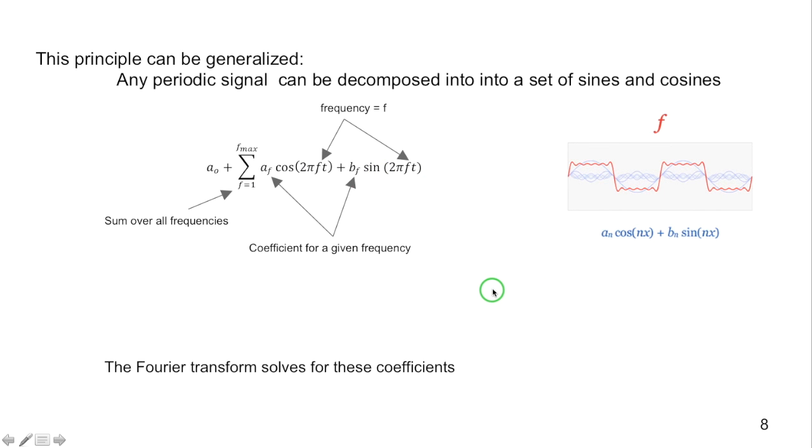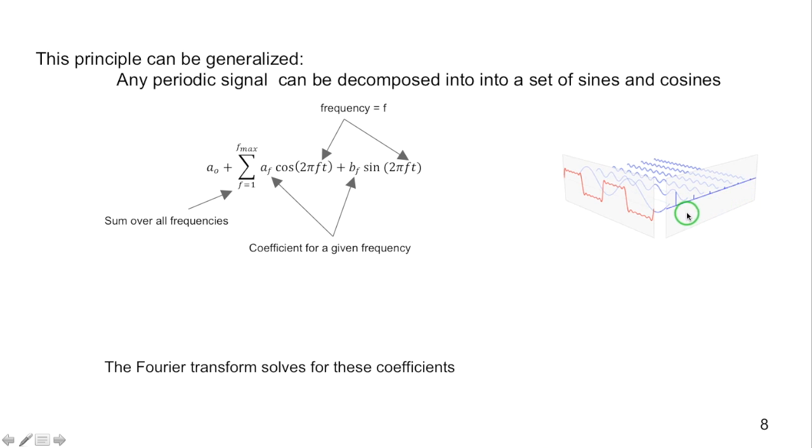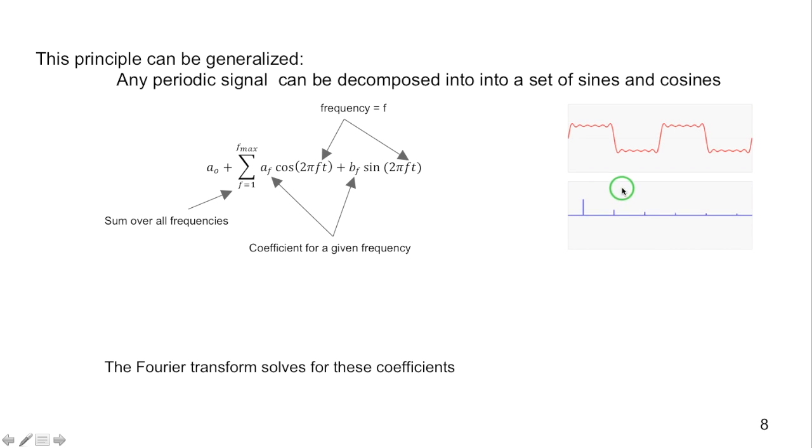So there's a GIF from Wikipedia which I think illustrates this conceptually rather well. We have our original signal in red. We break it into a series of sinusoids and compute the amplitudes or the coefficients of each one, and align them all up, and we get our Fourier spectrum of our original signal.